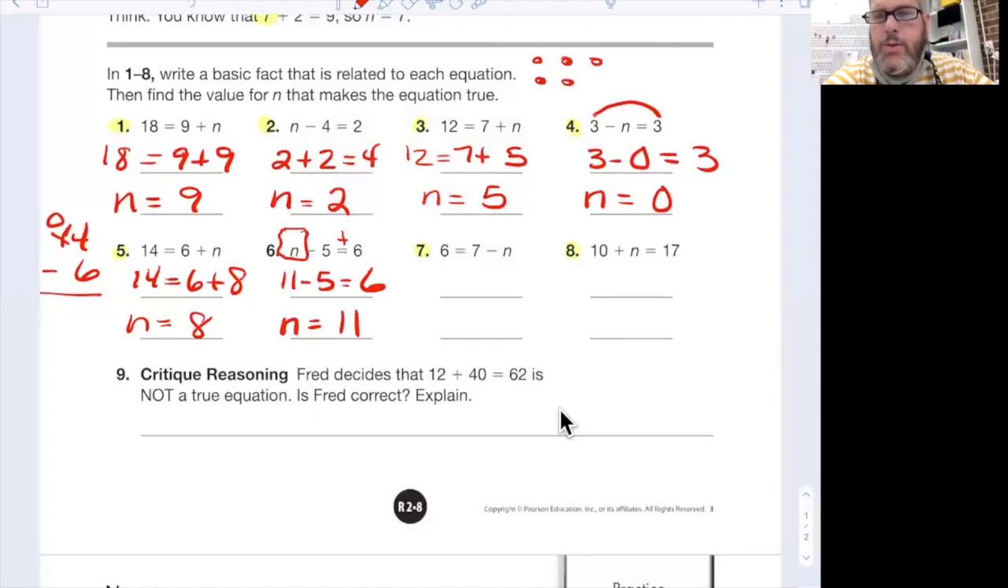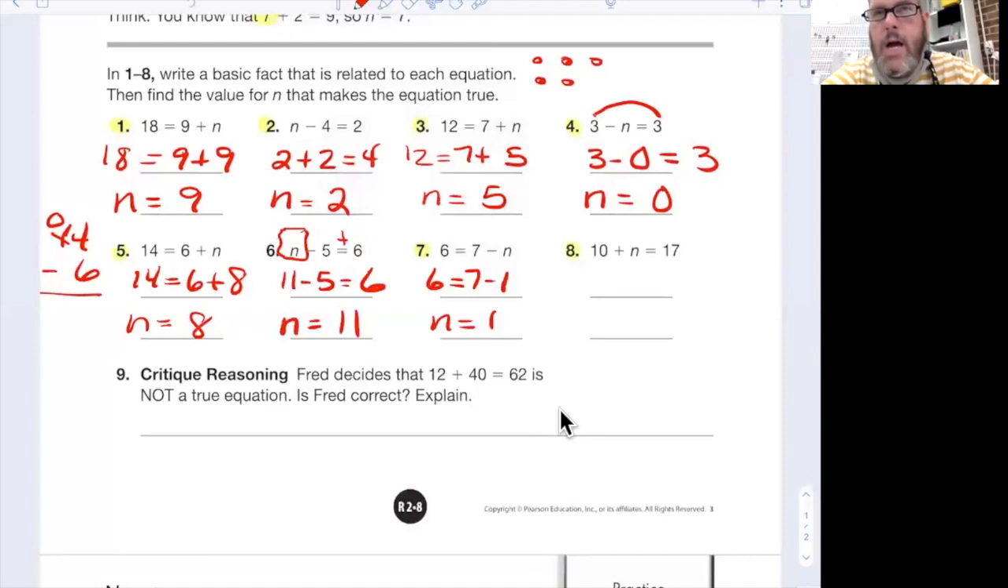Number 7, 6 equals 7 minus n. What could I do? 7 minus what equals 6? I have 7. I want to get to 6. You're right. It's a 1. n is 1. So 6 equals 7 minus 1. n equals 1.